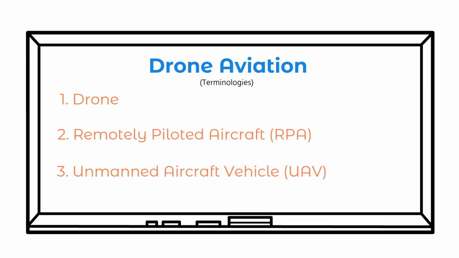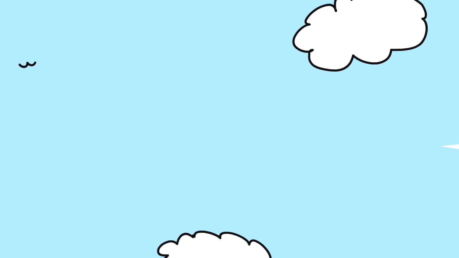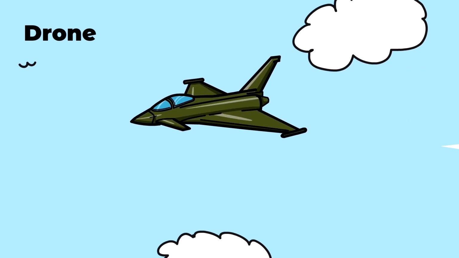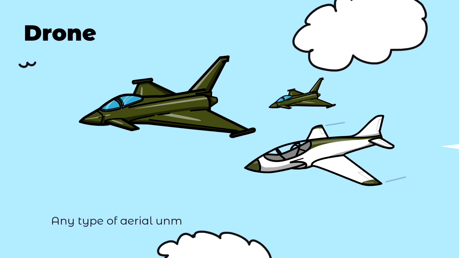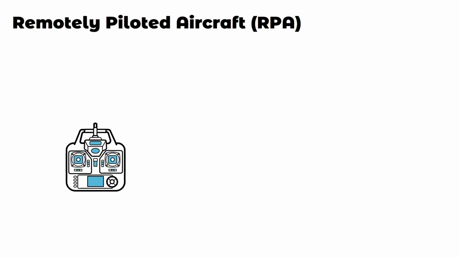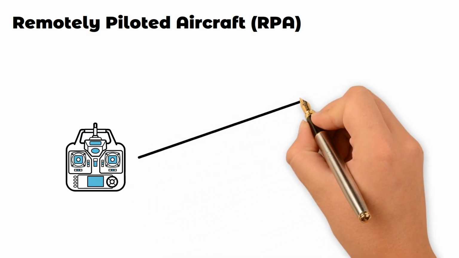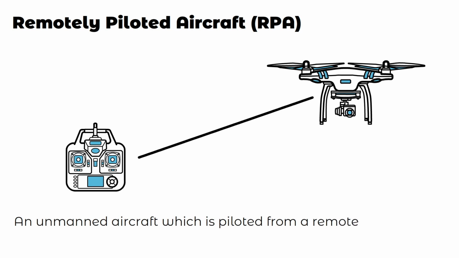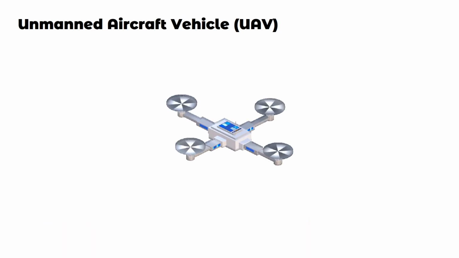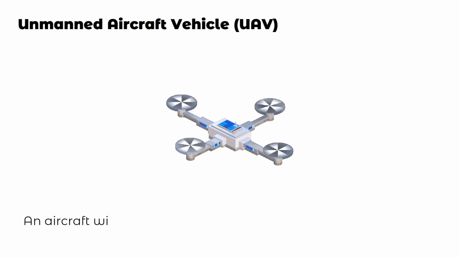So let's begin by naming the first term. Drone. It is an unmanned aircraft which is commonly used in a military context. Remotely piloted aircraft. An aircraft where the flying pilot is not on board the aircraft. Unmanned aircraft vehicle. It can be guided autonomously or by a remote control.